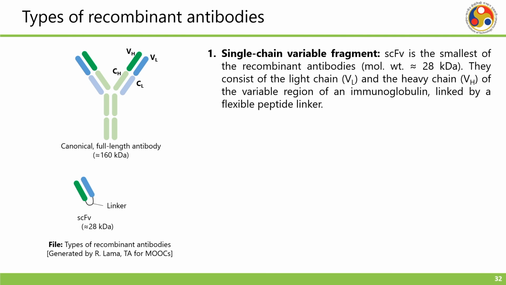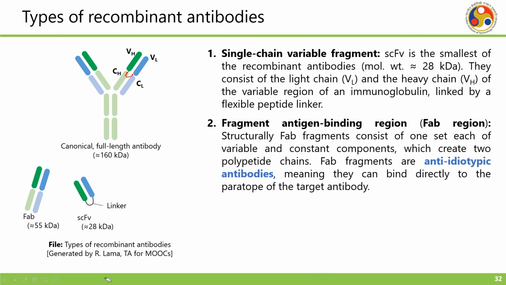So, here if you consider this particular portion and then you link them covalently through a linker, you have this single chain variable fragment. They consist of the light chain VL and the heavy chain VH here, as I have shown you, which is the variable region of an immunoglobulin linked by a flexible peptide linker.